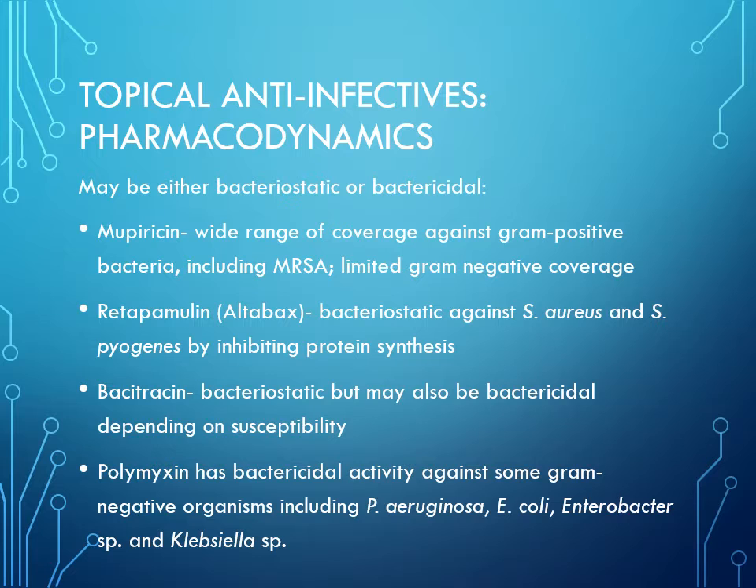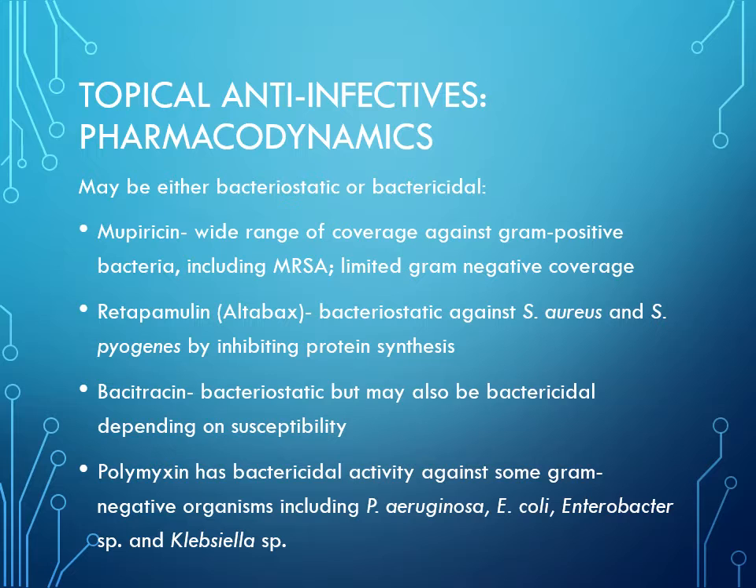When we are looking at anti-infectives, we can determine whether they're bacteriostatic or bactericidal. Bactericidal means that they're capable of killing bacteria outright. If they're bacteriostatic, they can stop the bacteria from reproducing, but they don't really kill them. One example is bacitracin, which can be bacteriostatic but also bactericidal, depending on the antibiotic concentration and the susceptibility of the organism.